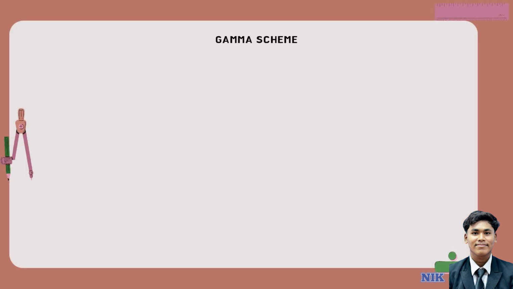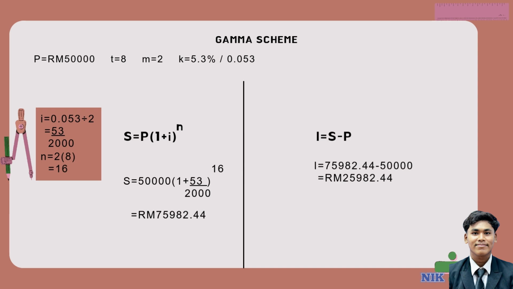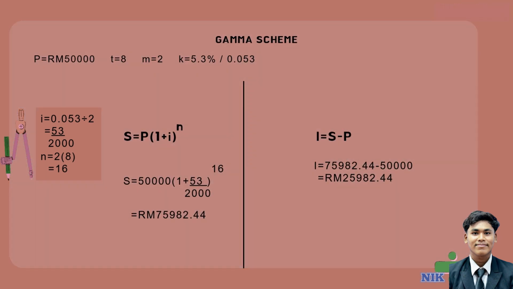Same, we need to extract information given. P equal to 50,000 ringgit, T equal to 8 years, M equal to 2, and K equal to 5.3% or 0.053. By using the same formula, S equal to 50,000 ringgit multiplied with 1 plus 53 over 2,000 power of 16. So, S equal to 75,982 ringgit 44 cents. With that, we can calculate the interest earned like alpha scheme. Capital I equal to 75,982 ringgit 44 cents minus 50,000 ringgit, and we get 25,982 ringgit 44 cents.